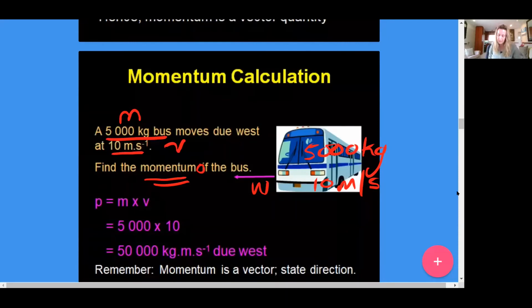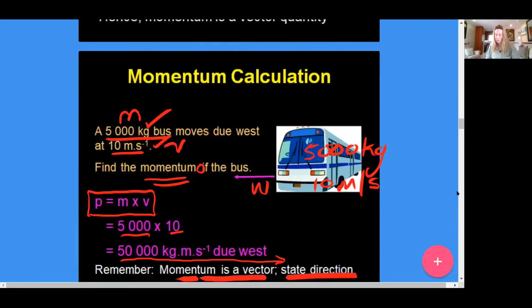Well, we've got the formula p = mass times velocity. The mass we substitute, and we need to make sure that it's in kilograms. Indeed, it is correct. 5,000 kilograms multiplied by 10 meters per second. This is also the correct unit, meter per second for velocity. And that yields 50,000 kilogram meter per second. Because it's a vector, you have to state the direction as due west. Take note again, momentum is a vector, and so you need to state the direction.